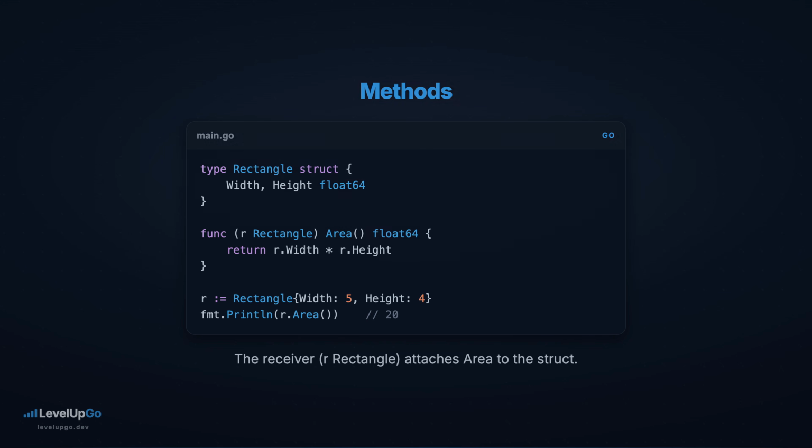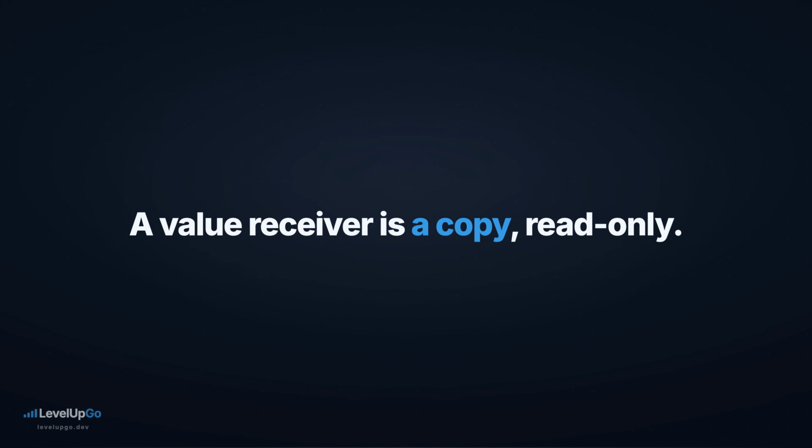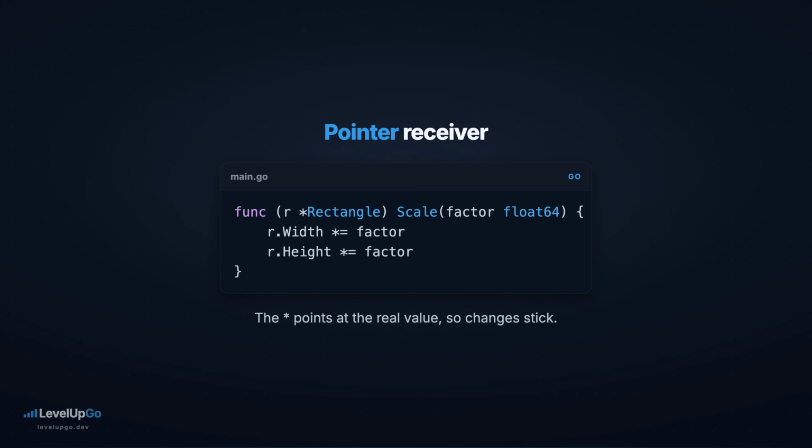But one thing to be aware of is this receiver is a copy. So that means with the current implementation, we can only read the properties. We cannot actually change them. And to be able to do that, you will put a star in front of the receiver. And this is what is called a pointer receiver. And the difference is we are now pointing to the real value and not a copy. So in this scale method, we update width and we update height, and that would modify the properties. And if you did this without the star in front of the receiver, those changes would get lost.